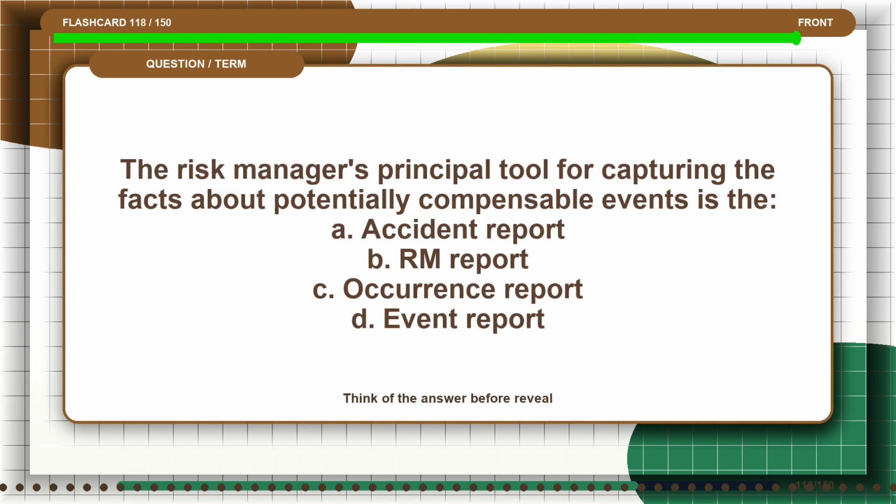Flashcard 118. The risk manager's principal tool for capturing the facts about potentially compensable events is the A. Accident report. B. RM report. C. Occurrence report. D. Event report. Think of the answer before the reveal.